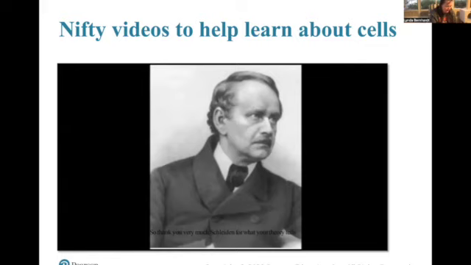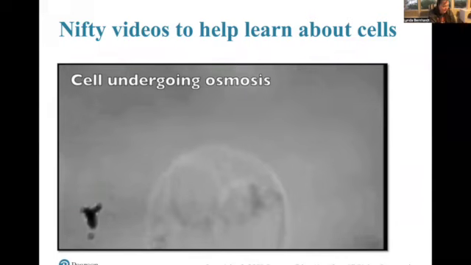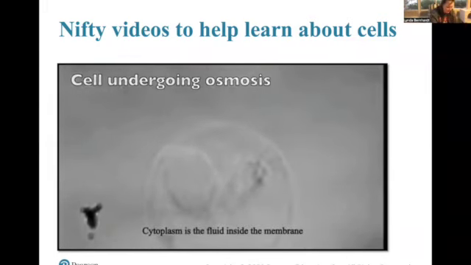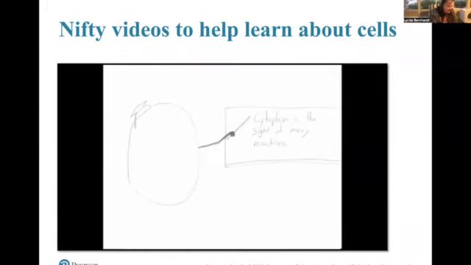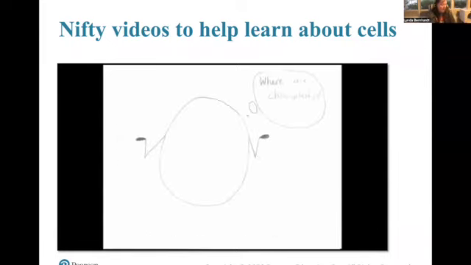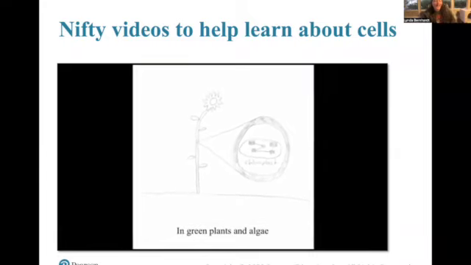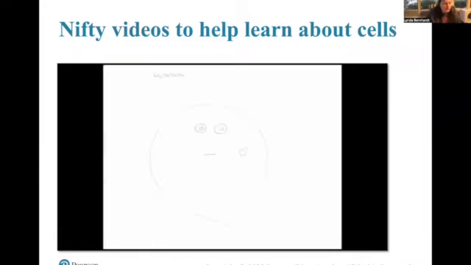So thank you very much, Schleiden, for what your theory tells. You concluded that plants are made of cells. During osmosis, cells are bound to swell. The cytoplasm is the fluid inside the membrane, the site of many reactions. You can find ribosomes on the rough ER. Where are the chloroplasts? I'll tell you where they are. In the green plants and organelles. And we know there's lysosomes, which digest and recycle.